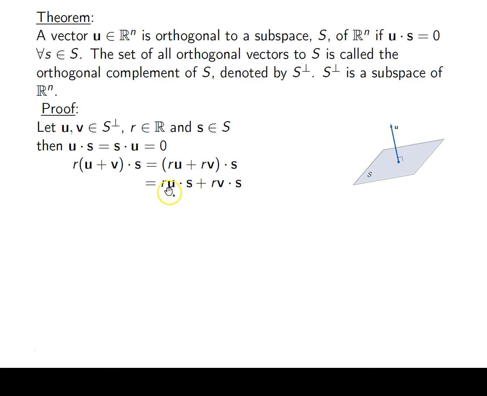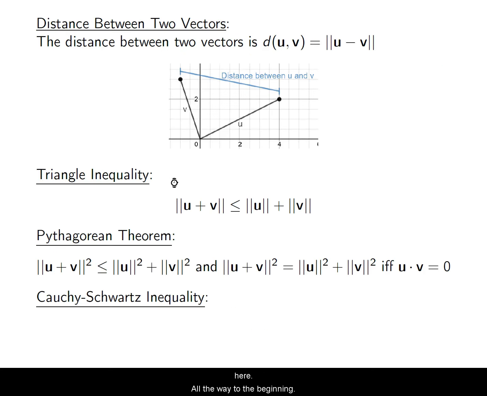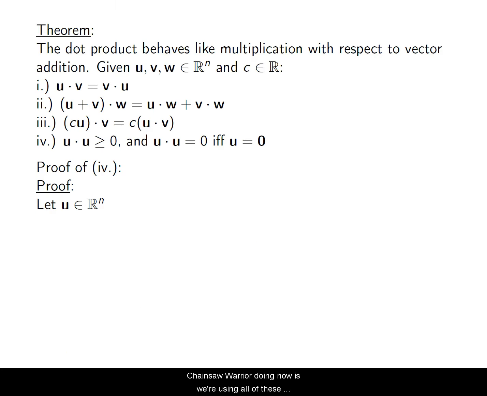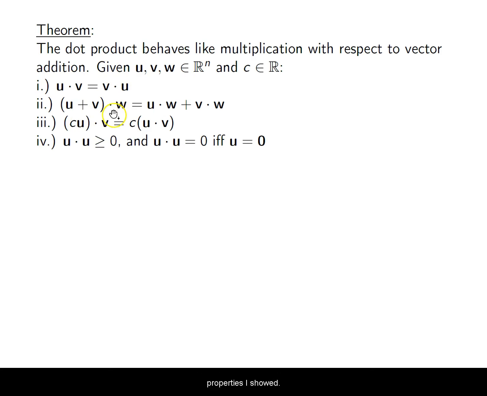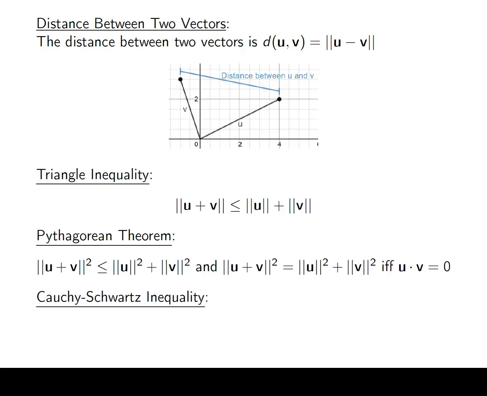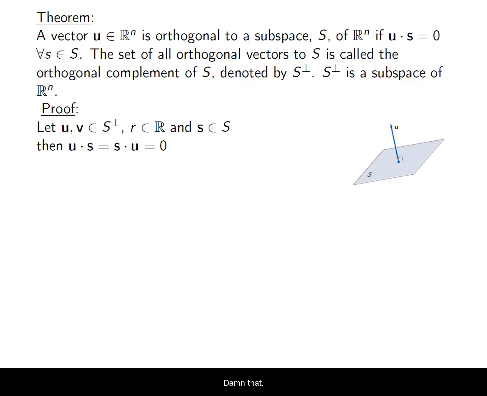So this is also in our definition. Let's go back a little bit, all the way to the beginning. What we're doing now is using all of these properties. We have used this property here, we have definitely used this property, and we've just now used this property: the constant multiple times the vector with the dot product, adding vectors with the dot product. We're using all of these right now to prove this theorem that I have.